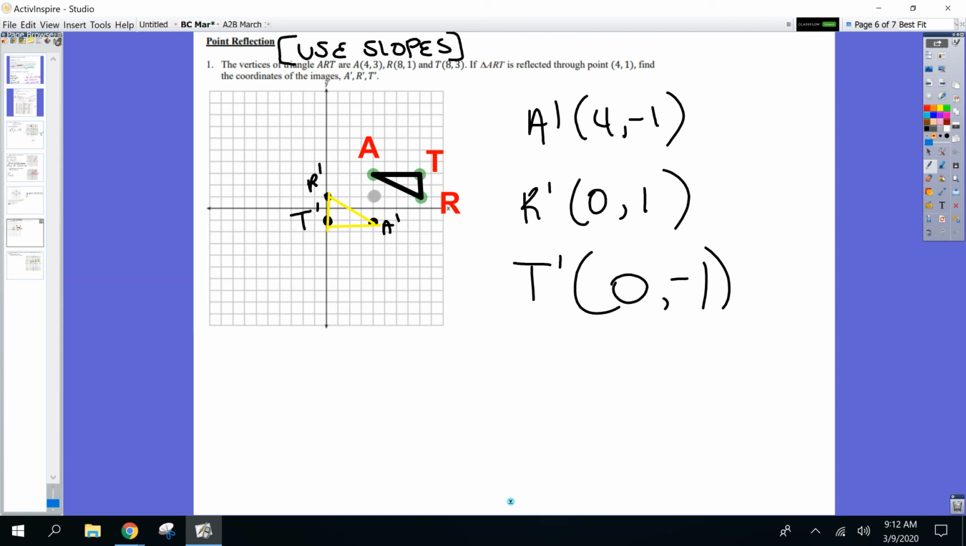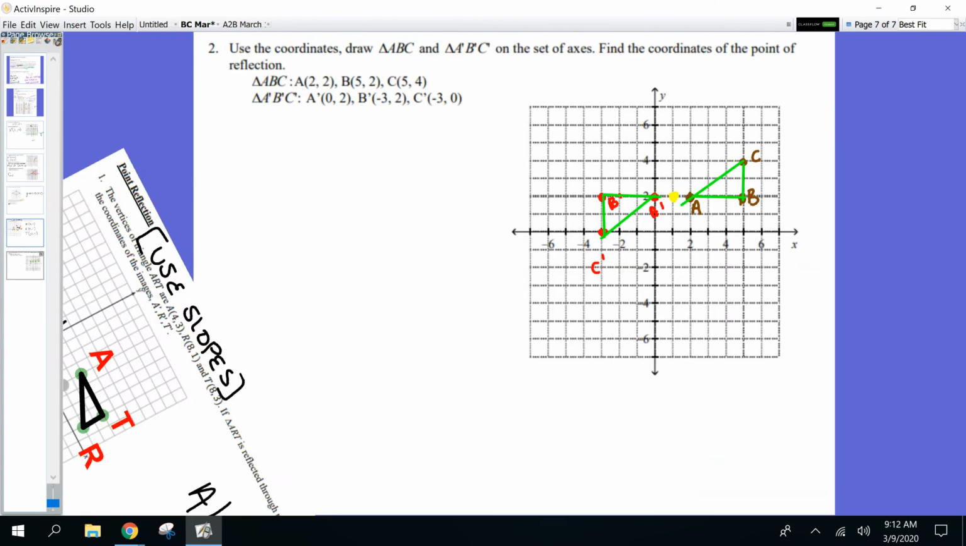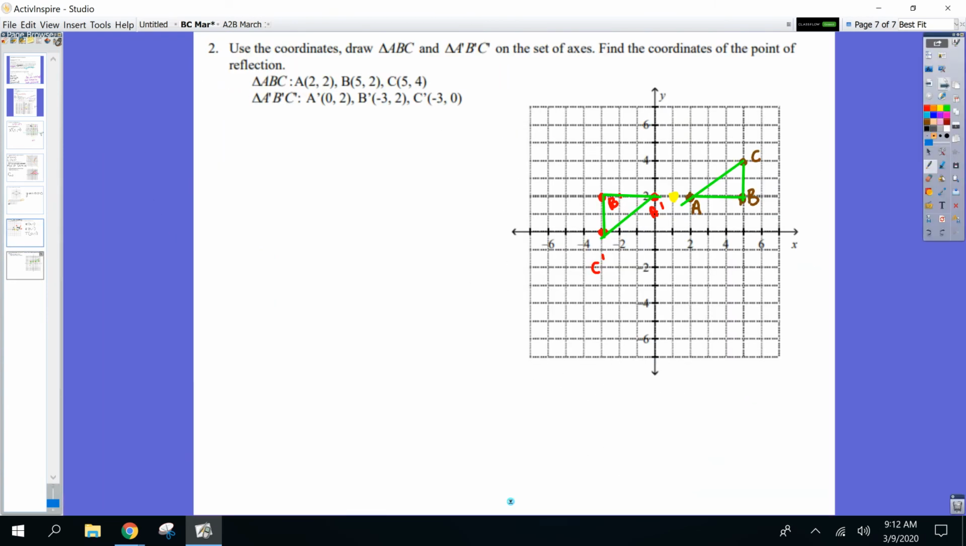Final thing we got to do, find that point of reflection now. I know what the pre-image and the image look like. Okay, so go ahead, graph ABC and A prime, B prime, C prime. Pre-image and image. Where's my point of reflection?